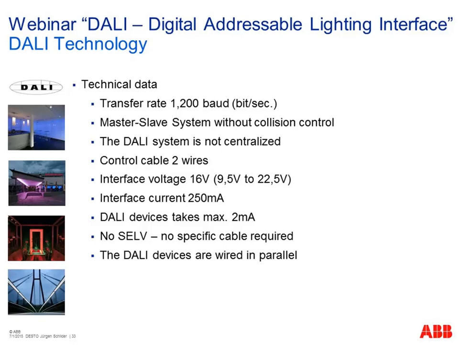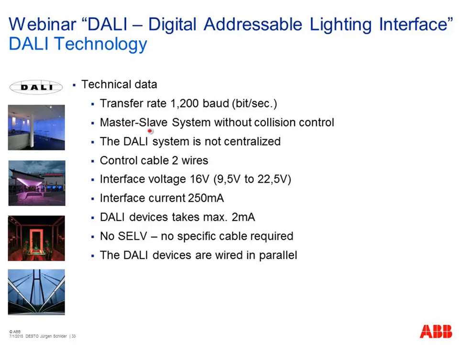So firstly, let me start with the DALI technology. DALI is not a bus system, so we have a transfer rate of 1200 bits per second. So it is 8 times lower than our KNX technology. DALI is also, with our existing DALI standard, a master-slave system. So it is only allowed to have one master in our DALI system with a maximum of 64 DALI devices.